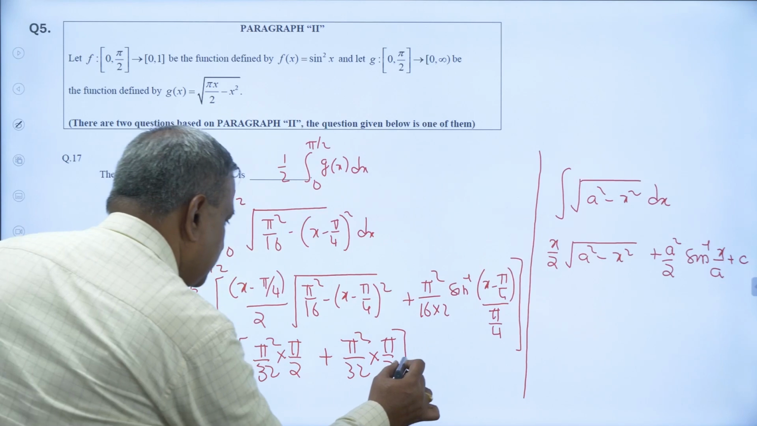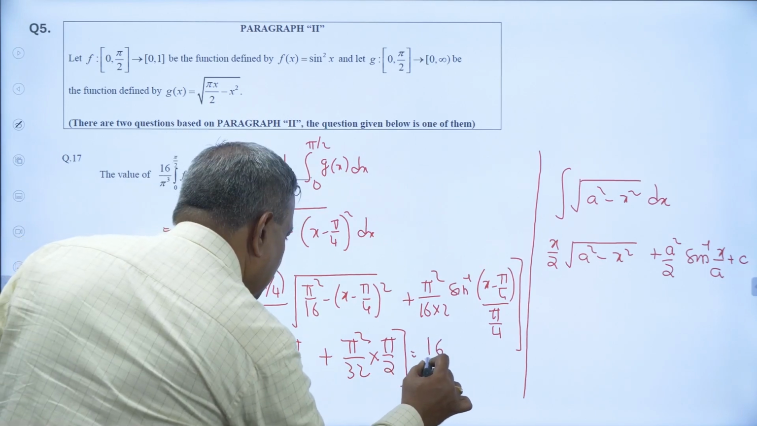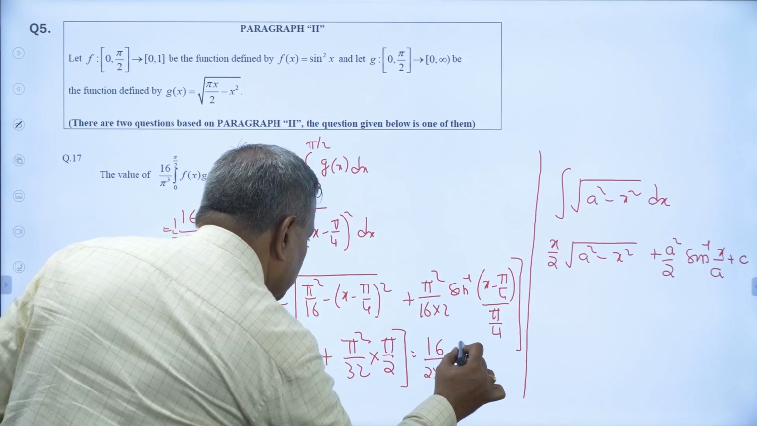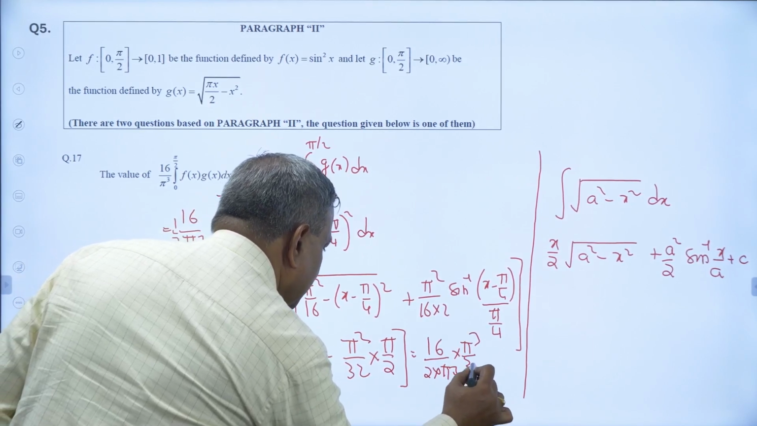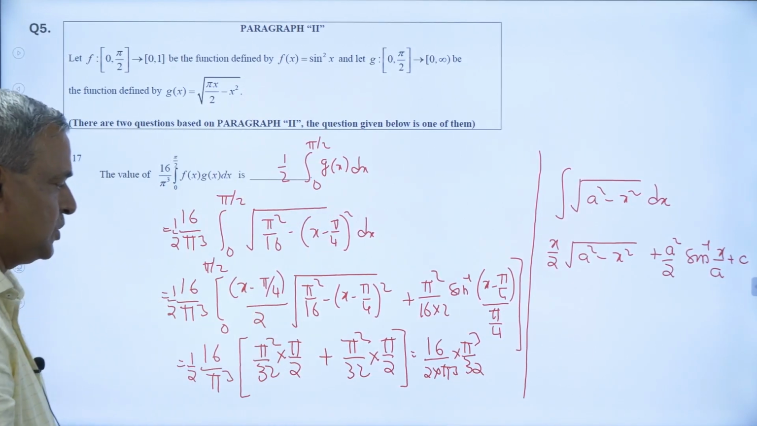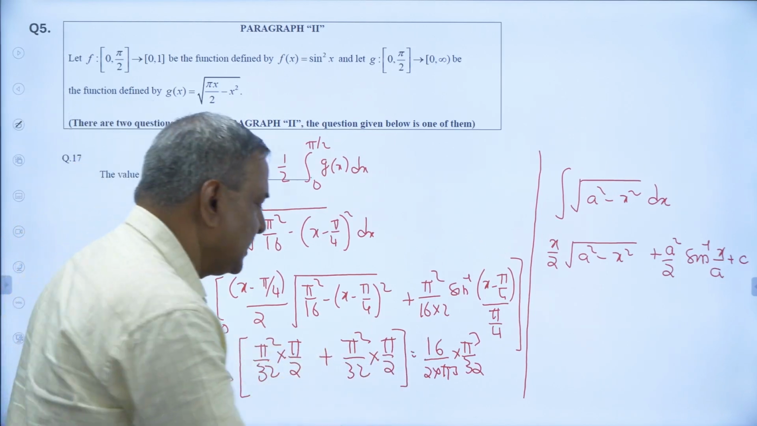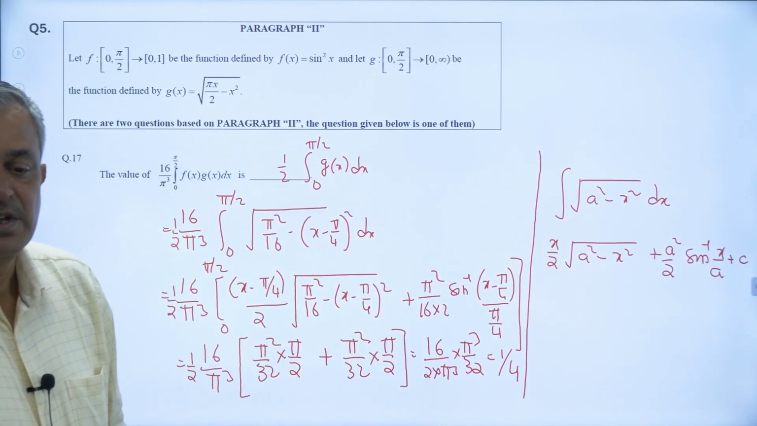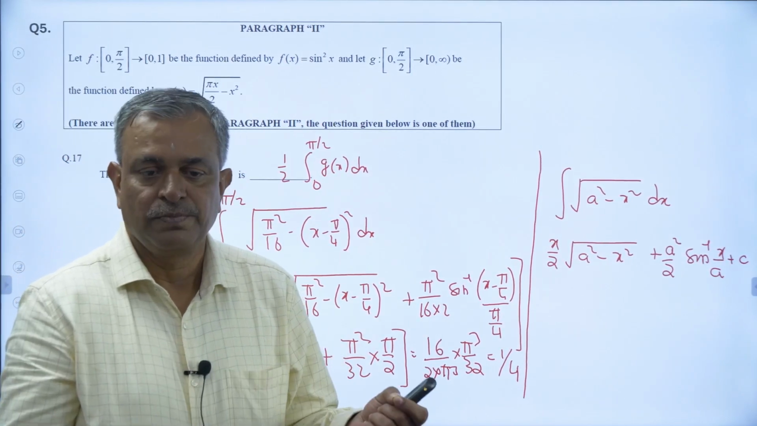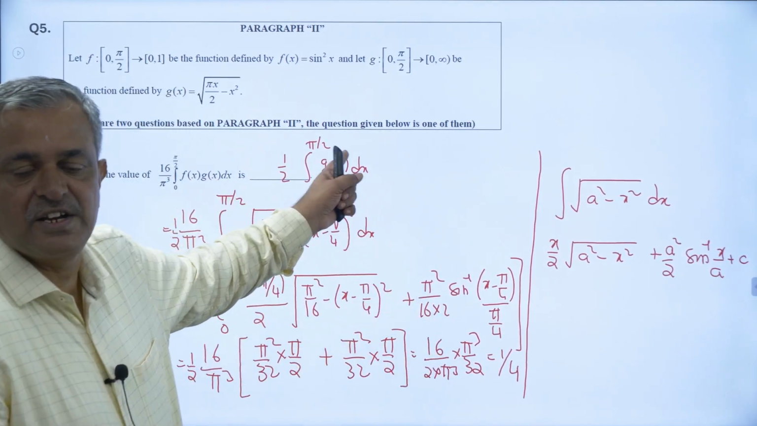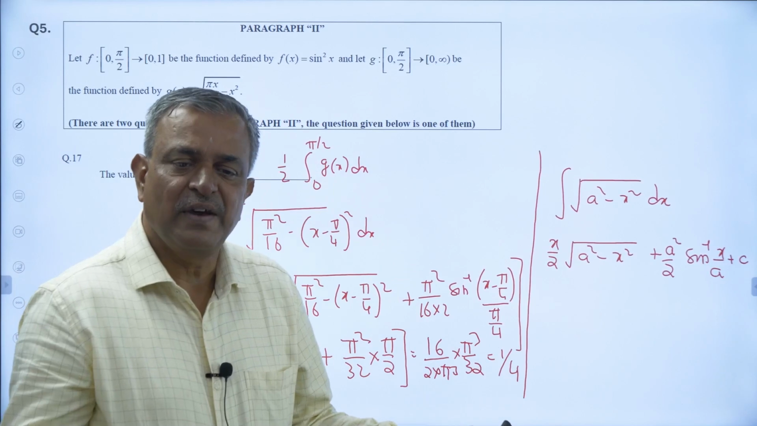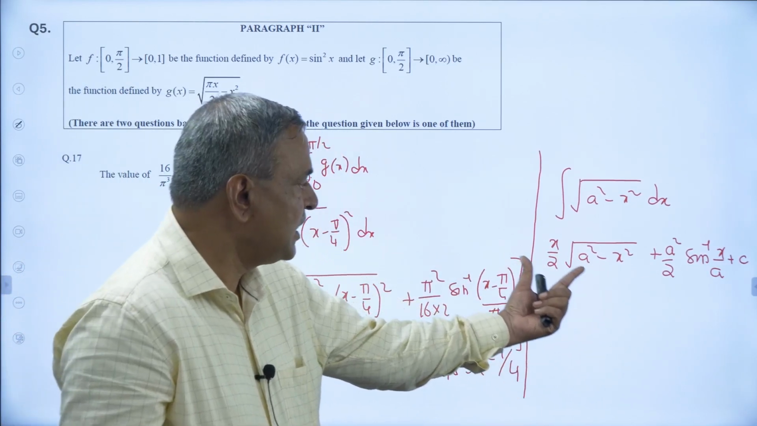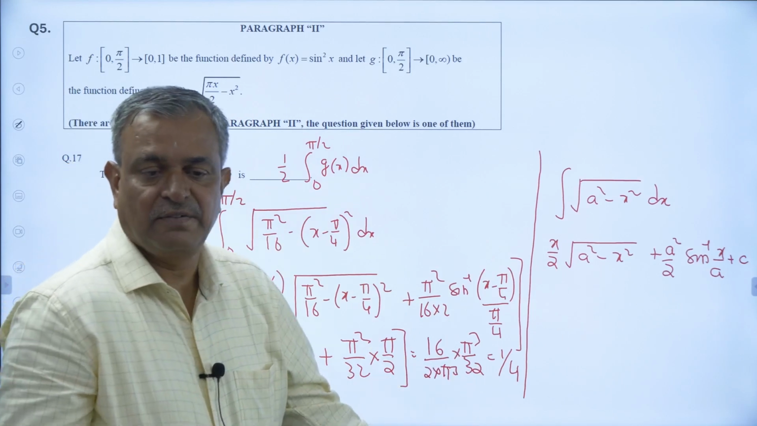So this will give you how much? 16 by 2 into pi cube is equal to pi cube by 32. The 16 and pi cube will cancel. Answer is 1 by 4. Generally, students write 1 by 2, because they forgot the initial condition. This problem is very simple, only one formula is used. Apply it very carefully and you'll get 1 by 4.